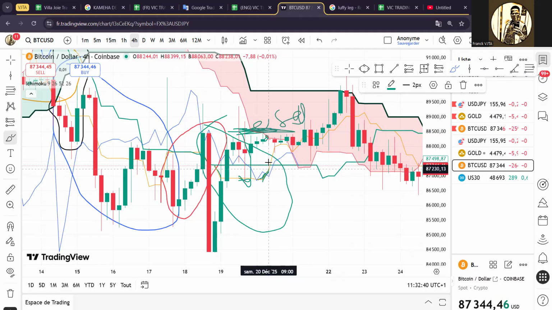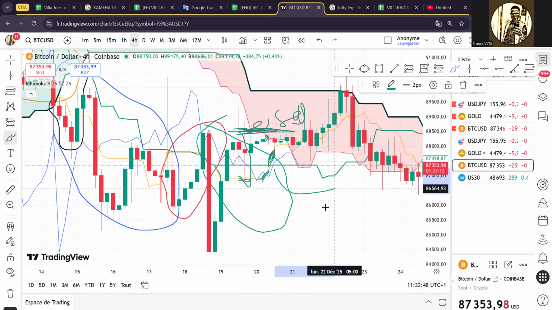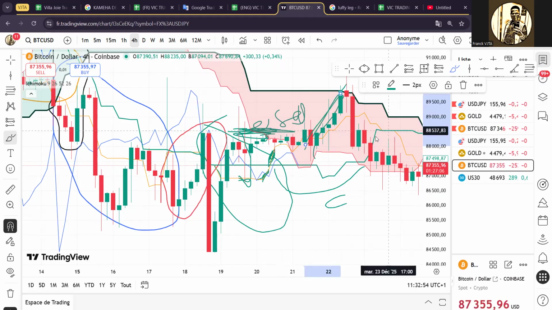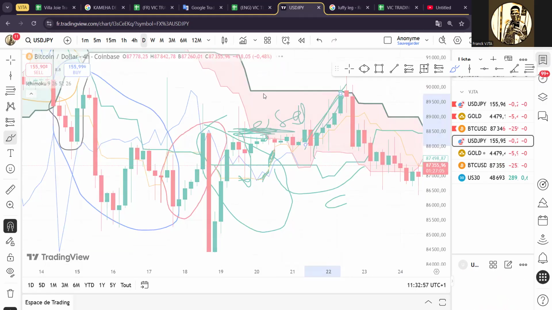And then when you see a complete Tenkan correction like this, Tenkan recross, Kijun cross, creating a new correction, completely exit your trade and start buying this. So we can have it. We also have this one.